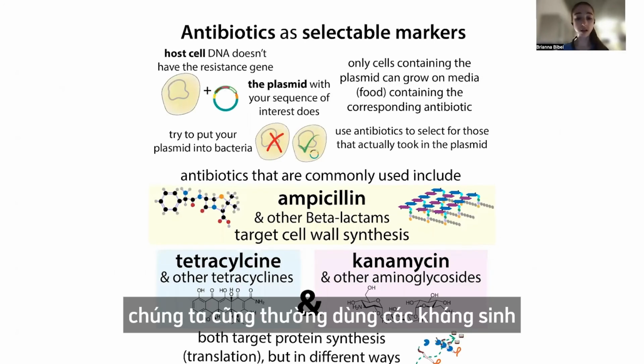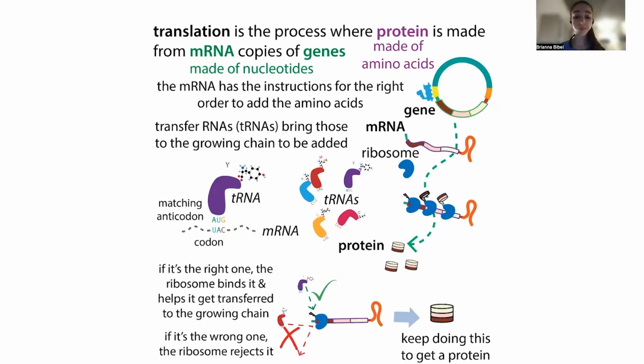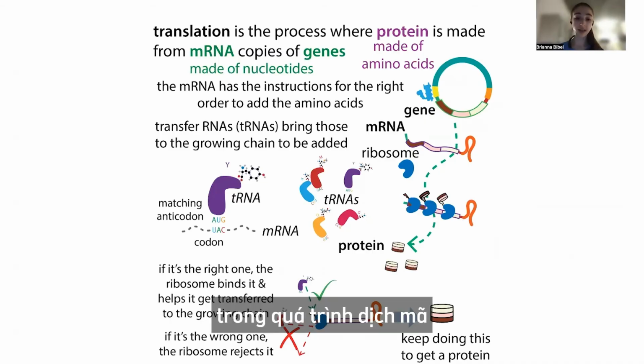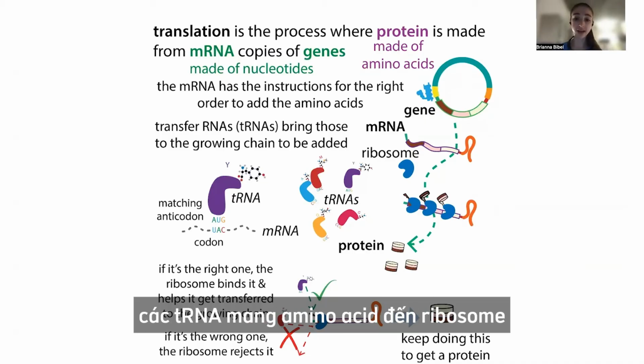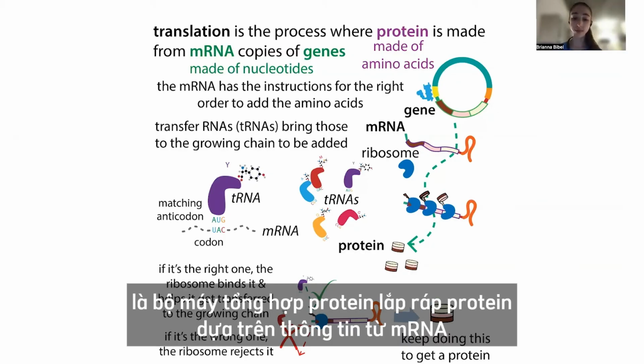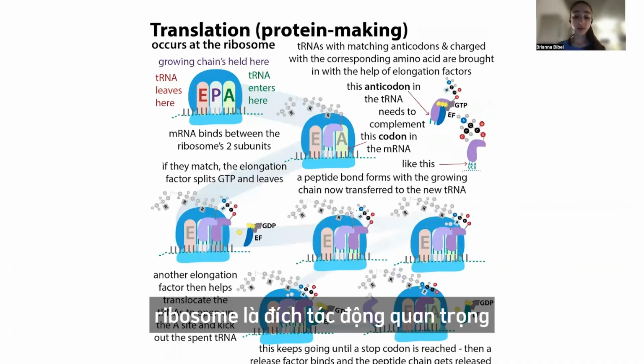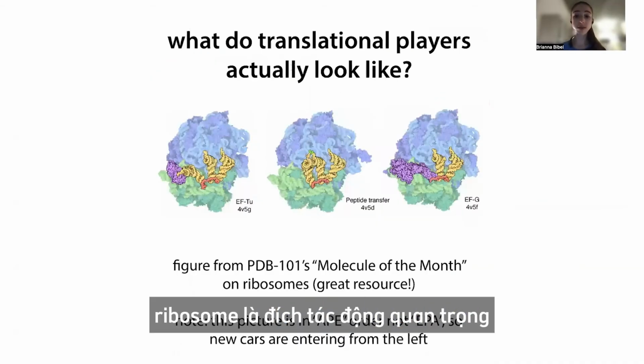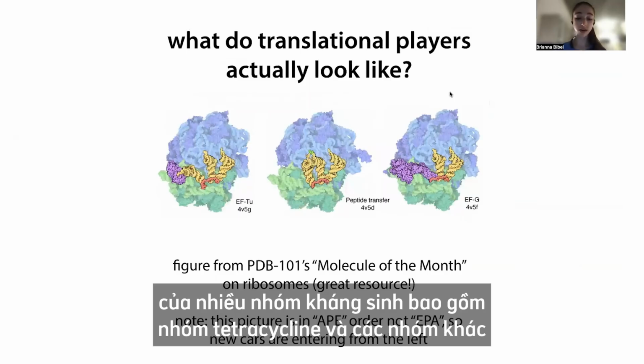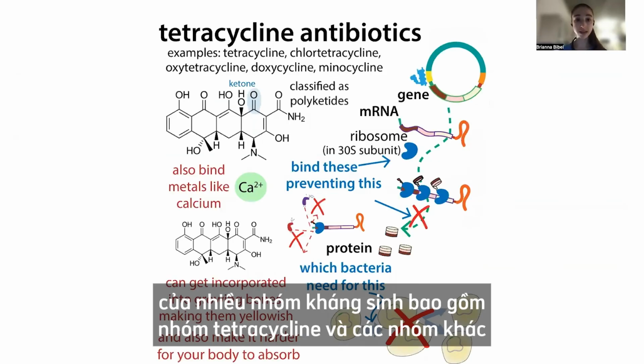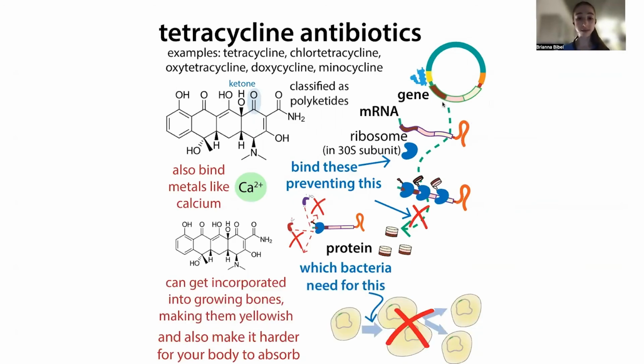We also commonly use antibiotics that target protein making, so target translation. In the process of translation, tRNAs are bringing amino acids, these protein letters, to the ribosome, the protein making machinery that pieces them together based on the instructions of the messenger RNA. Much more on this in other posts, but the ribosome is a key target for many classes of antibiotics. These include the tetracycline antibiotics.